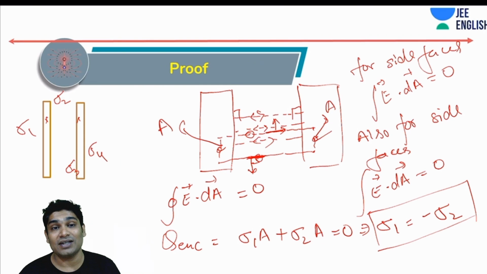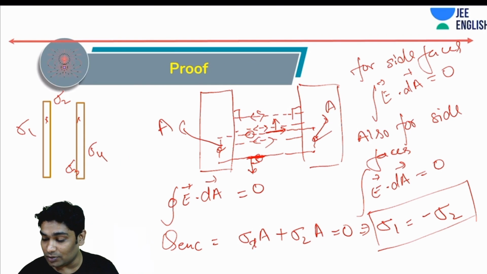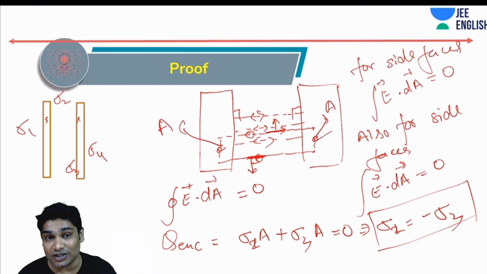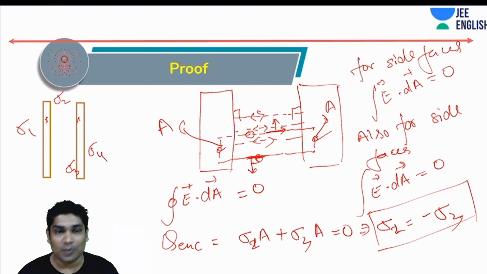Now, since the sigmas are equal and opposite, alright, so this is the conclusion that I get. The sides which are will have equal, hence equal charges. Right? So that's the first part of the proof.